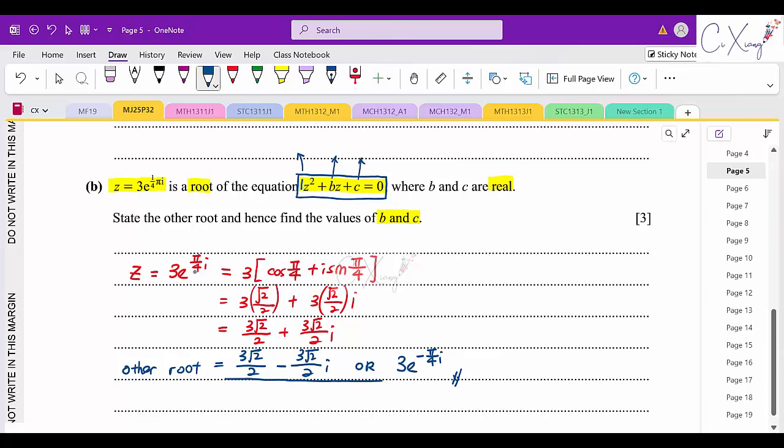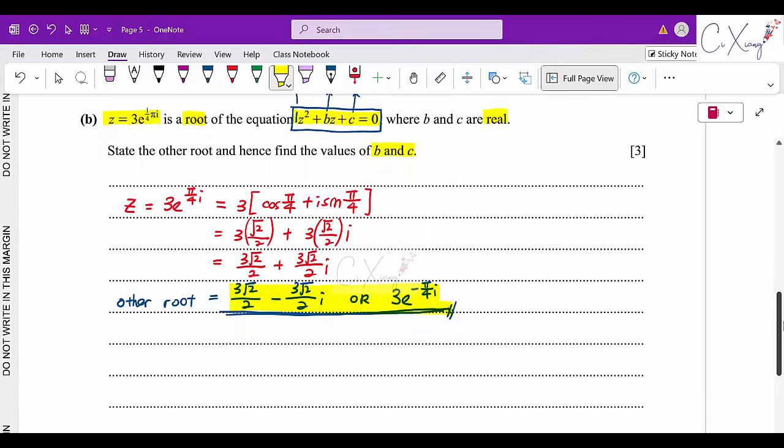This is the answer for the other root. They are coming in conjugate pair because all the coefficients of the polynomial are real numbers. Alright, then after that, they're going to find the value for b and also c. How to find b and c?